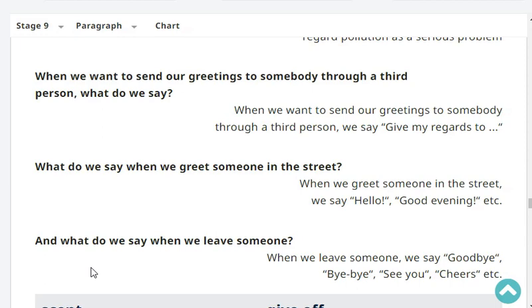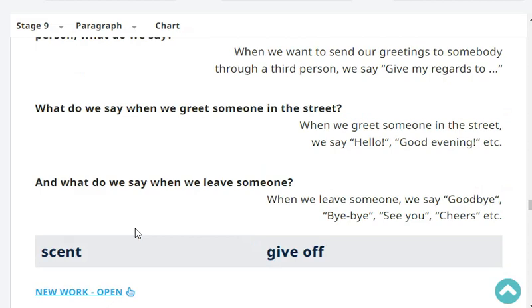When we want to send our greetings to somebody through a third person, we say, give my regards to. Very good. What do we say when we greet someone in the street?